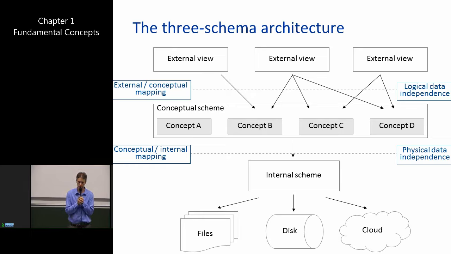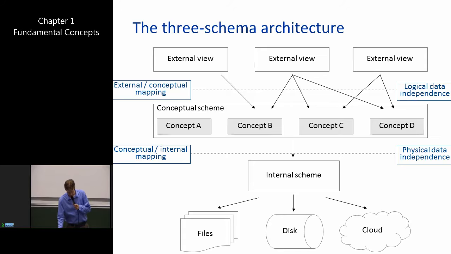Now that model needs to be physically implemented at some point. At some point you want to have an internal scheme. Internal means a physical scheme which is going to discuss the physical implementation of that model. So some information may be stored in files, some information may be stored on disk or in the cloud. So you have different ways of physically storing the information. And basically what you want is you want to have physical data independence here. That means both layers, the conceptual layer and the physical layer, should be as independent as possible, such that if you make a change to the physical layer, it should have no impact on the conceptual layer.